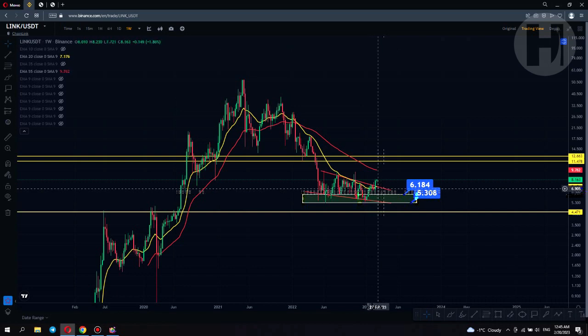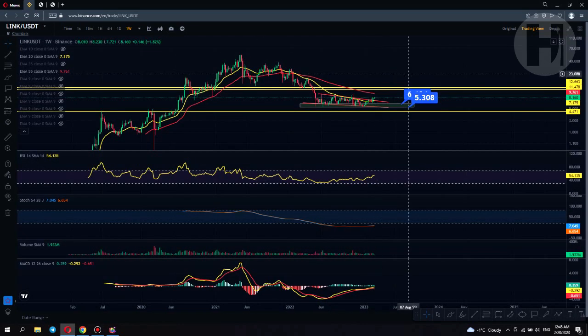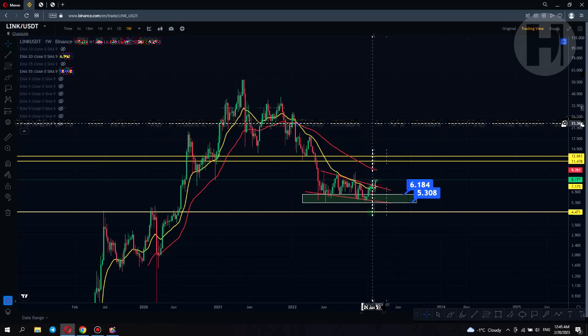I'm that bullish on Chainlink, but I do have another Oracle protocol that I'm going to be buying into. So that's going to be shared on Patreon. And that's pretty much everything that I wanted to talk about regarding Chainlink.